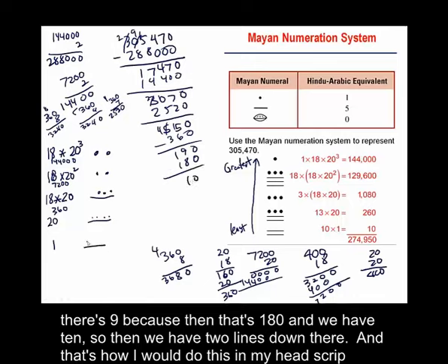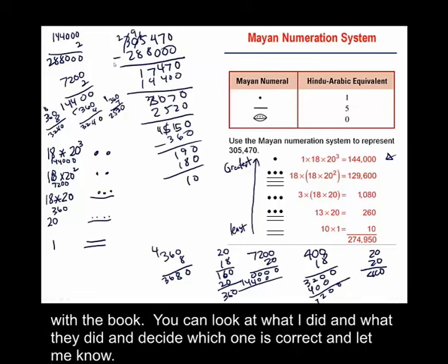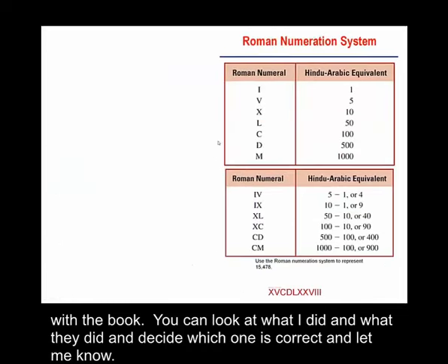So then we have 2 lines down there. And that's how I would do this. In my head, scratching around, this may be more correct, but that's the process. I don't know. There's things that I don't agree with on this example that came with the book. You can look at what I did and what they did and decide which one's correct and let me know.